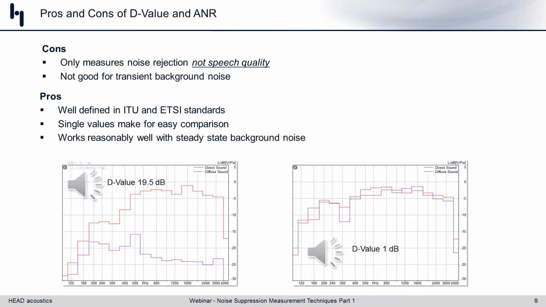Just to wrap up these two metrics, D-value and ANR, let's start with some of the negatives. The number one thing is we're not measuring any elements of speech quality. There's another easy way to trick this metric, which is simply to have maximum noise suppression regardless of what's going on in the phone and in the acoustic environment. That would lead you to great D-value and ANR scores, but you have no idea what it would do to your speech quality.